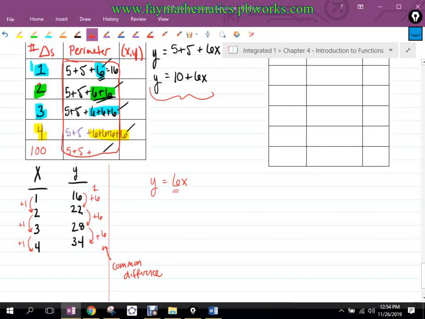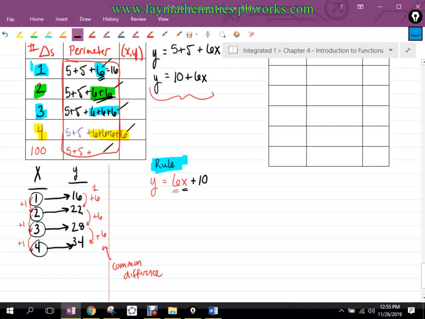Now, here's my question. Somebody in the last class had an issue with this, so I want to make sure we explain this pretty well. This rule, which tells me how to go from an x value to a y value, should take that number and change it into that number. Does that make sense? It should take that number and change it into that one, and so forth. Now, if I put a 1 in, does it change it into 16? No. What's 6 times 1 give me? 6. What do I need to do to that 6 to get to 16? You would add 10, wouldn't you?